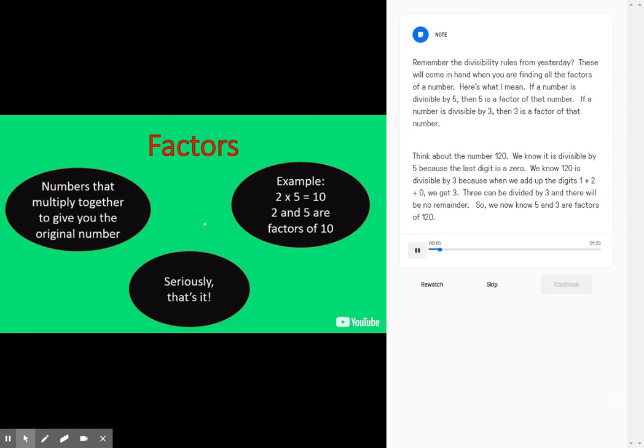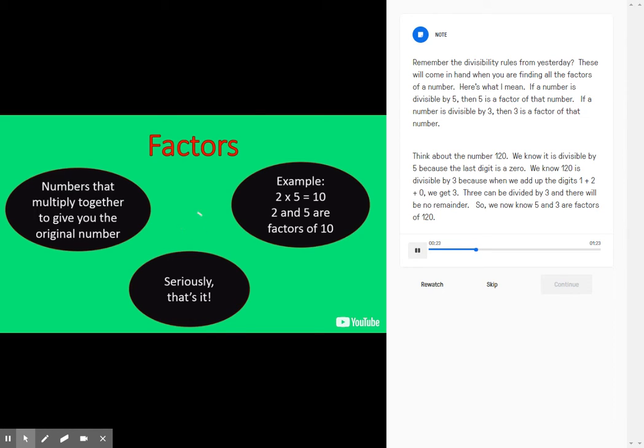Remember the divisibility rules from yesterday? These will come in handy when you are finding all the factors of a number today. Here's what I mean. If a number is divisible by 5, then 5 is a factor of that number. If a number is divisible by 3, then 3 is a factor of that number.